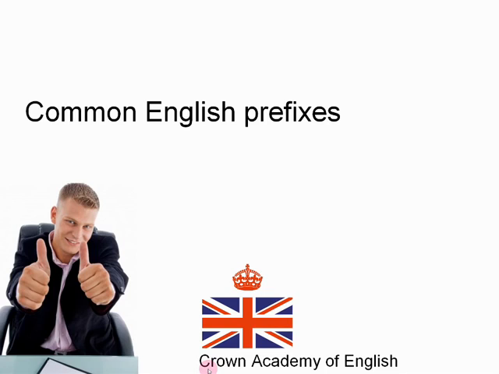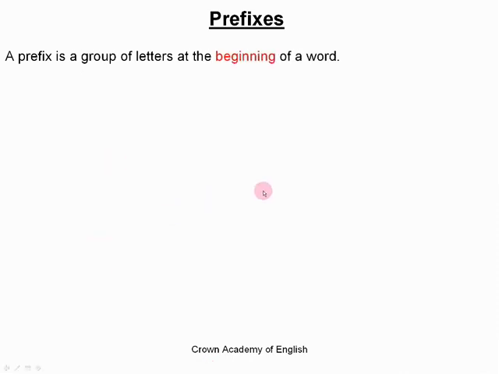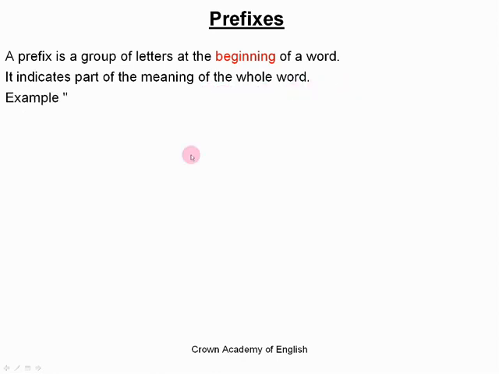This is a lesson about common English prefixes. Okay, so let's start. So, what is a prefix? Well, a prefix is a group of letters at the beginning of a word, and it indicates part of the meaning of the whole word. Example, the letters D-I-S, dis, means not, or a negative.